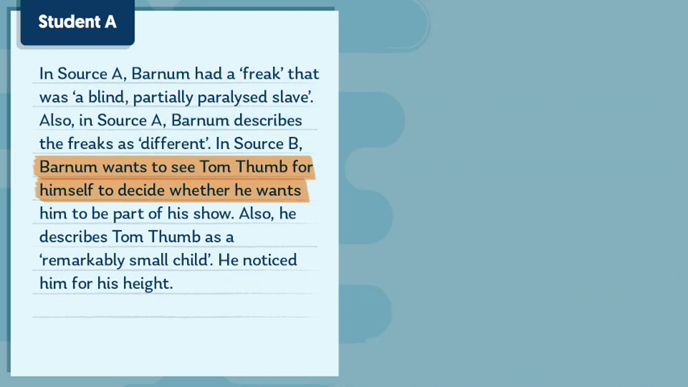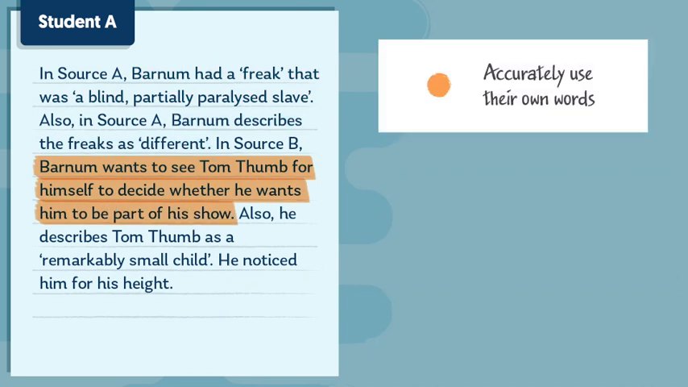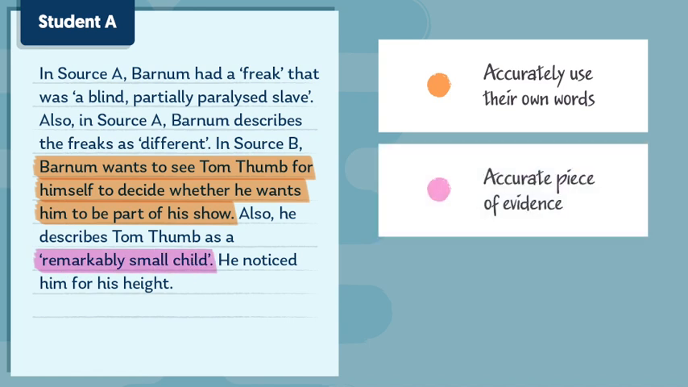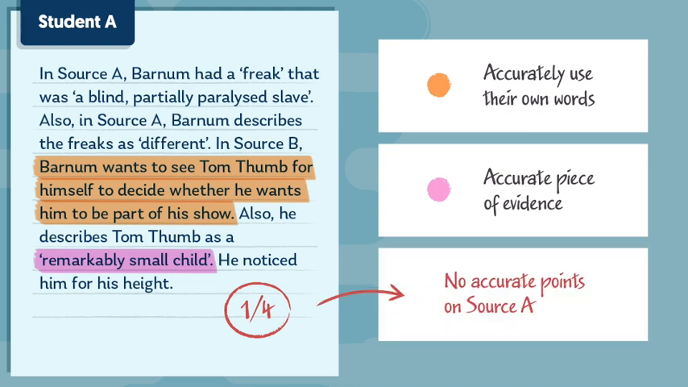When they move on to source B, they accurately use their own words to explain P.T. Barnum's interest in Tom Thumb. In their final point, student A has selected an accurate piece of evidence from the source to show P.T. Barnum's interest in freaks. But this response would only receive 1 of the 4 possible marks because the student didn't make any accurate points on source A.